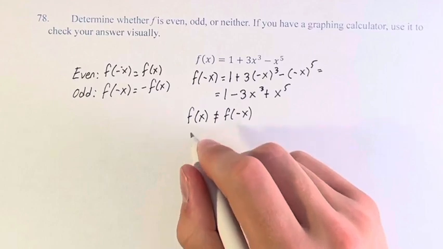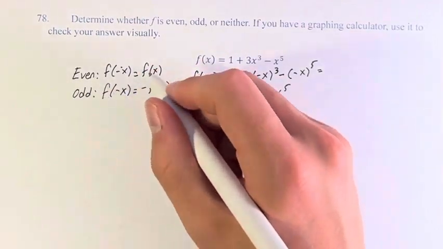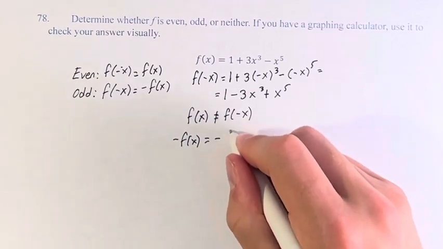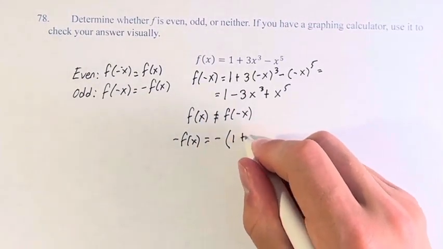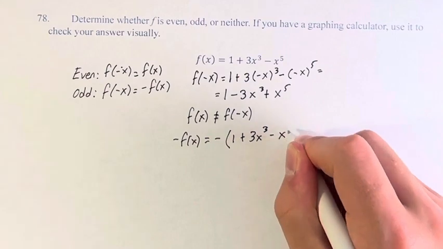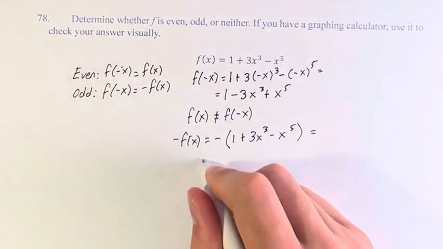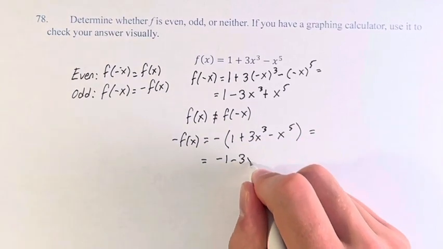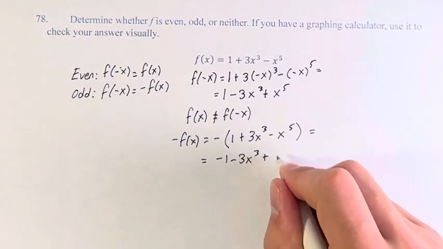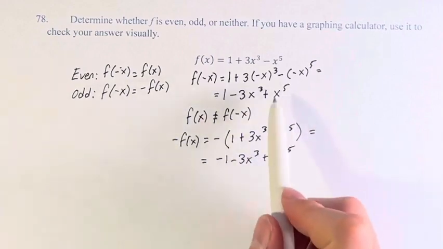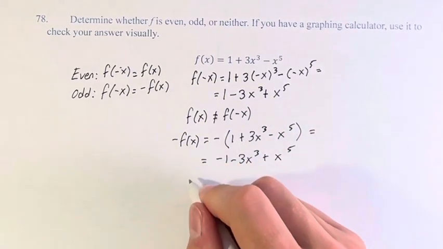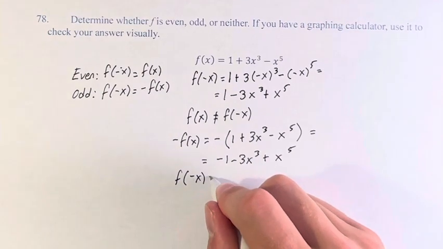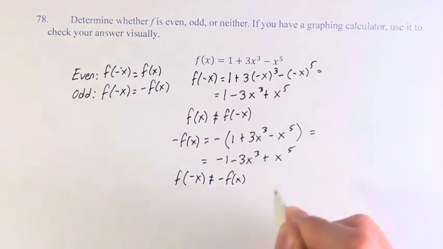And we can see, is f of negative x equal to negative f of x? Negative f of x is just f of x with negative 1 multiplied by everything. 1 plus 3x cubed minus x to the fifth equals negative 1 minus 3x cubed plus x to the fifth. This is almost the same, but it's negative 1, positive 1. Therefore, f of negative x does not equal negative f of x.